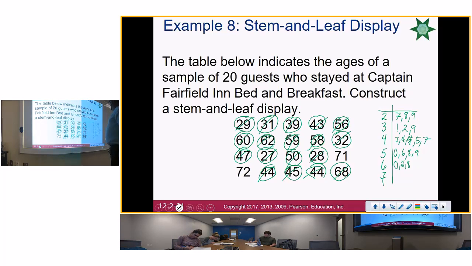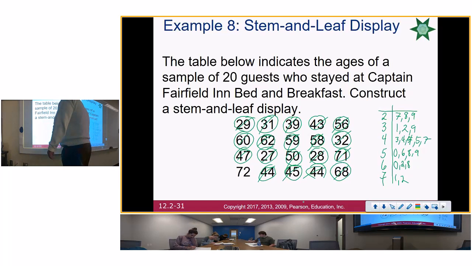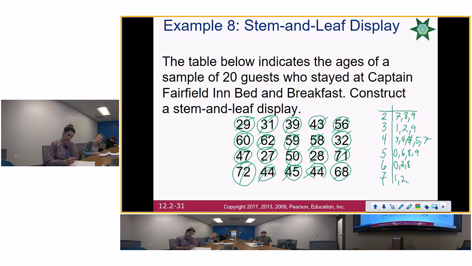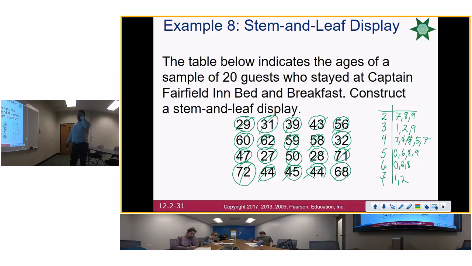And 1 and what? 2. Somebody tell me which one is the modal class? 40s. 40s is the modal class. You can see the little hump.